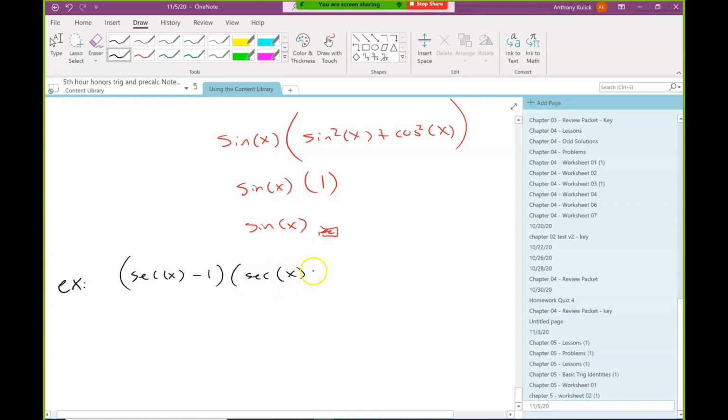Okay. So here we have secant x minus 1 times secant x plus 1 all over sine squared. Any ideas on what to do first here?